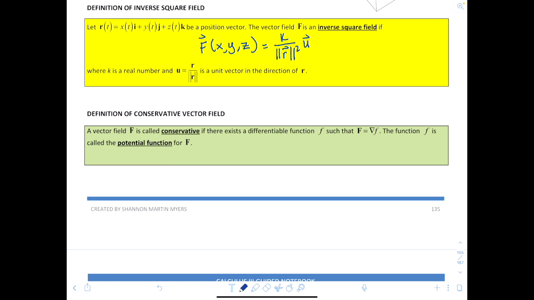All right, definition of a conservative vector field. A vector field F is called conservative if there exists a differentiable function f such that the vector F is equal to the gradient of f, or del f. The function f is called the potential function for the vector field F.